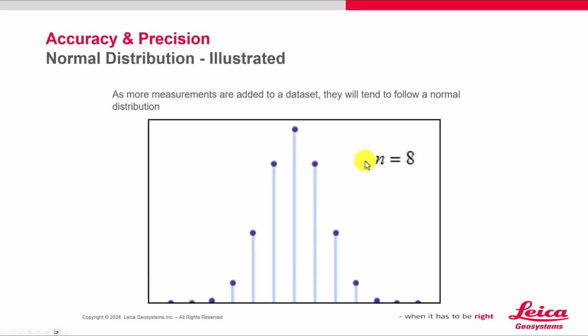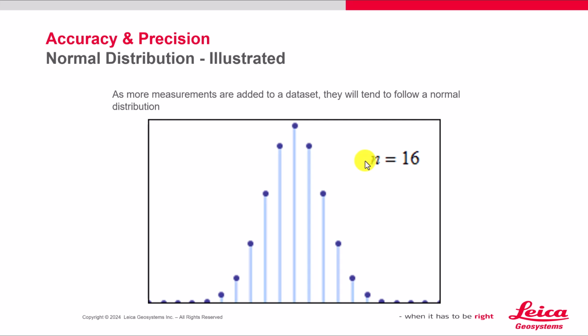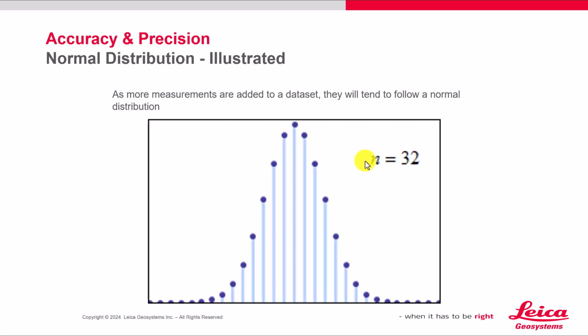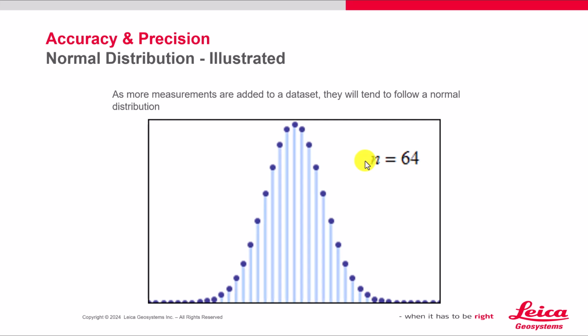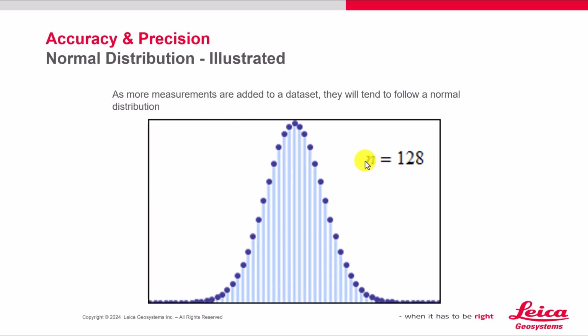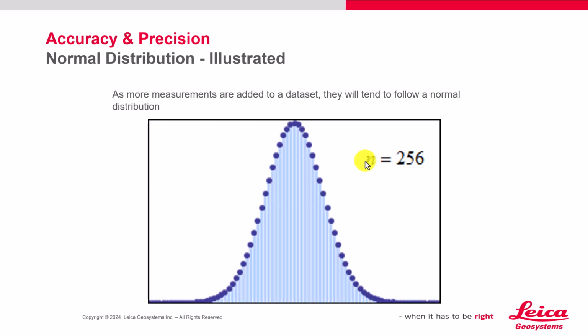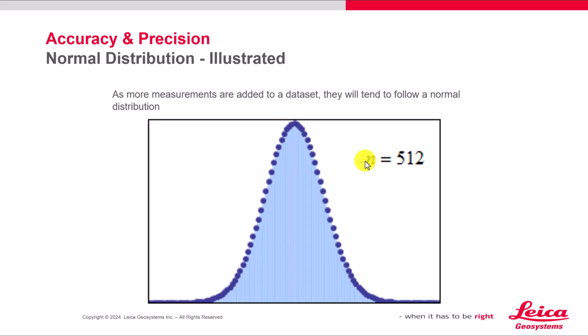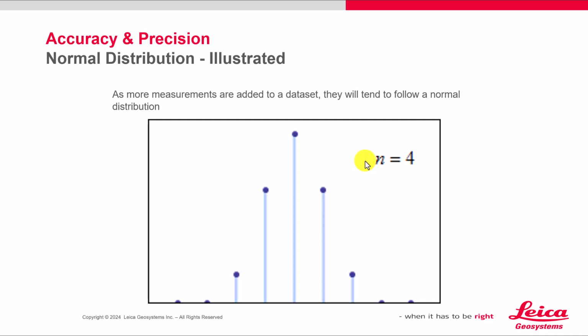The normal distribution, a little illustration here, shows that the more measurements you take, the greater the chance that they will resemble this normal or bell curve. As you can see, when you get up to 512 measurements, you can really see that curve. And that allows us to do a lot of statistics.